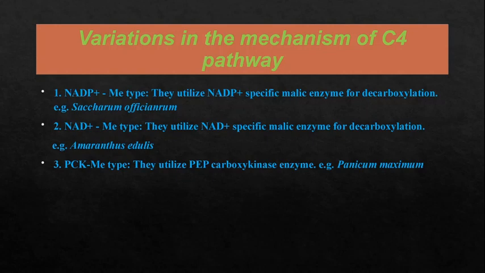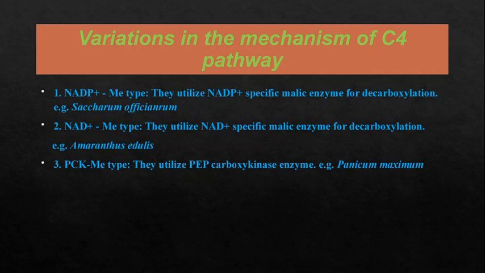The main difference is in the way the 4-carbon dicarboxylic acid is decarboxylated in the bundle sheath cells, and on the basis of these, 3 categories of C4 plants and also of C4 pathway are recognized. The first category includes C4 plants such as Zea mays, Saccharum officinarum, Sorghum sudanense. They utilize NADP plus specific malic enzyme for their decarboxylation purpose, and the mechanism of C4 pathway is said to be of NADP plus ME type.